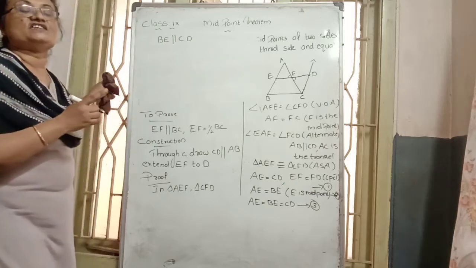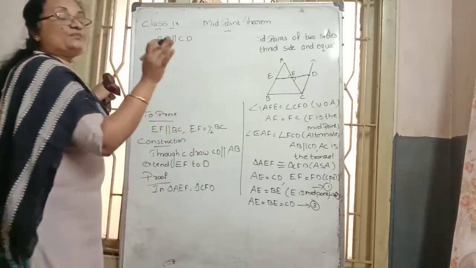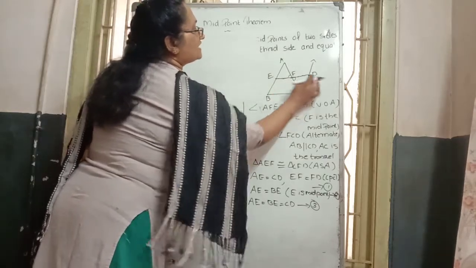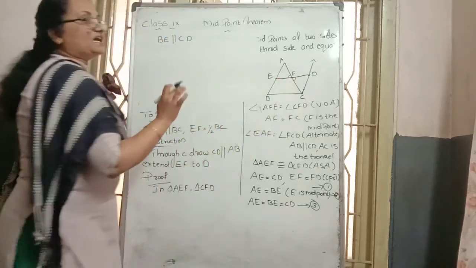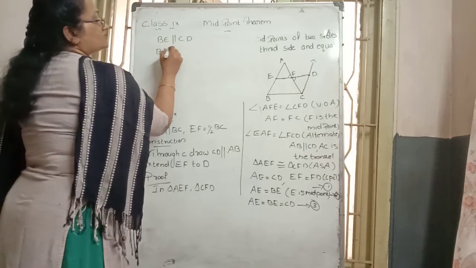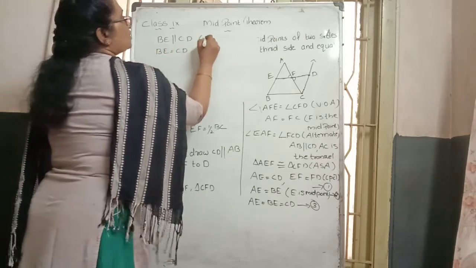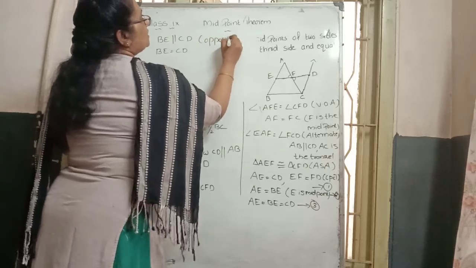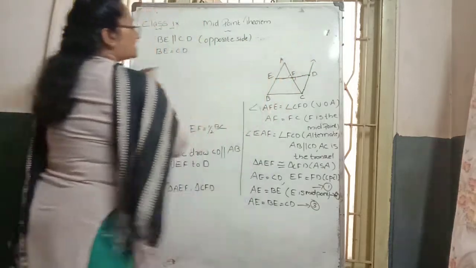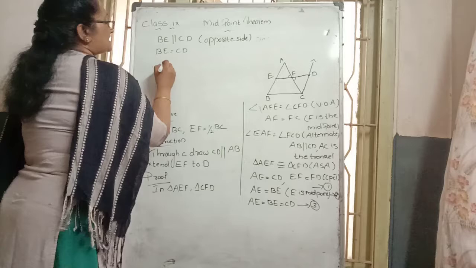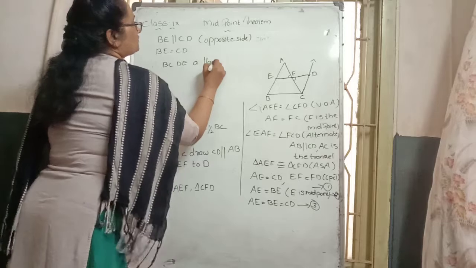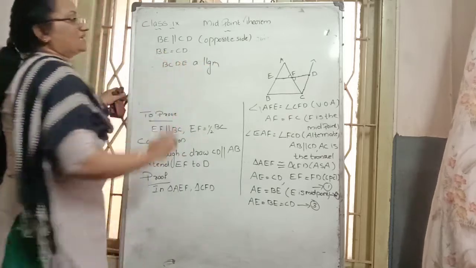What is this? Actually, this is a first pair of opposite sides of a parallelogram. Which parallelogram? BCDE. BE and CD are parallel, which means they become equal only. BE is equal to CD only. Reason: opposite sides. Therefore, what we can conclude is that BCDE is a parallelogram. We proved that this becomes a parallelogram shape.